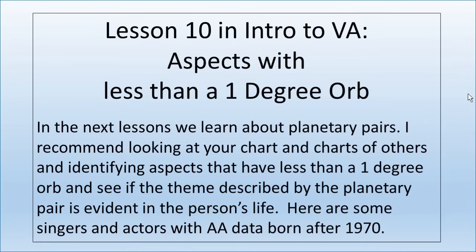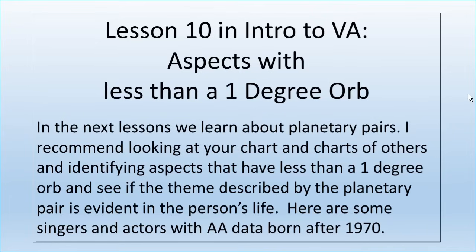Hey there, let's go over how we can identify aspects in the birth chart where the aspect has an orb of less than 1 degree. If you're following along in the series of videos in the course on Introduction to VA, we are now in the 10th lesson, and the next 4 lessons are going to be on the meanings of the planetary pairs. We're going to go right in order.